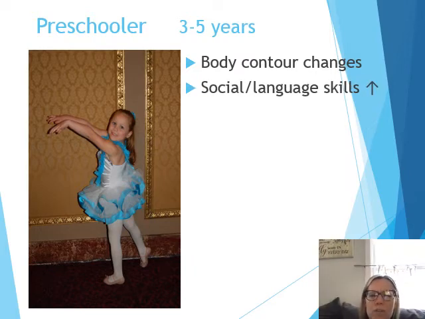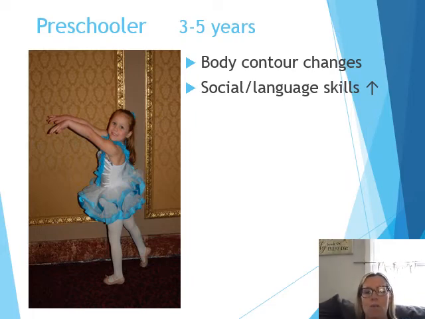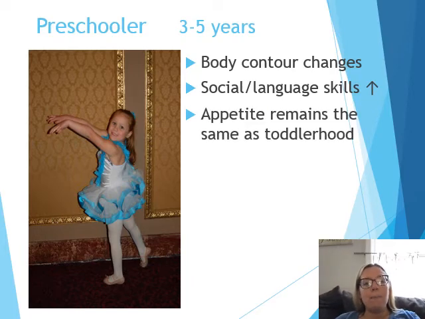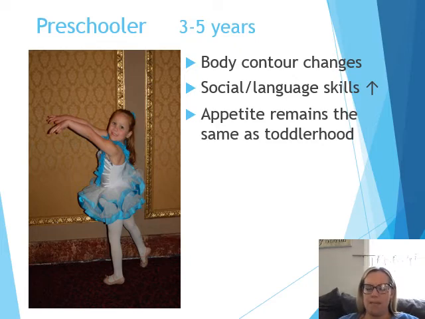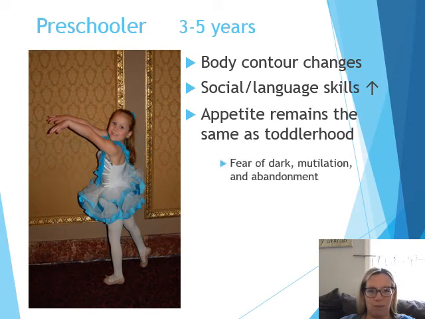Their social and language skills are going to increase. They have a vocabulary now of about 900 words. They ask tons of questions constantly, up to 400 times a day. The how and the why. Their appetite remains the same as it is during toddlerhood. It may slow down. They may have those food jags, so they eat peanut butter and jelly all the time, or bologna, or hot dogs, or nuggets, for example.